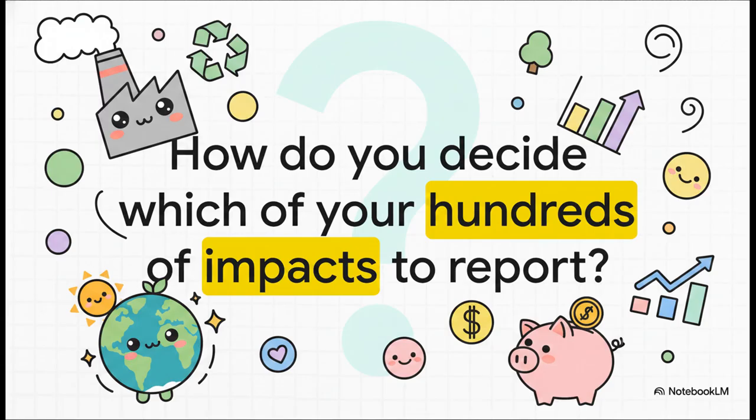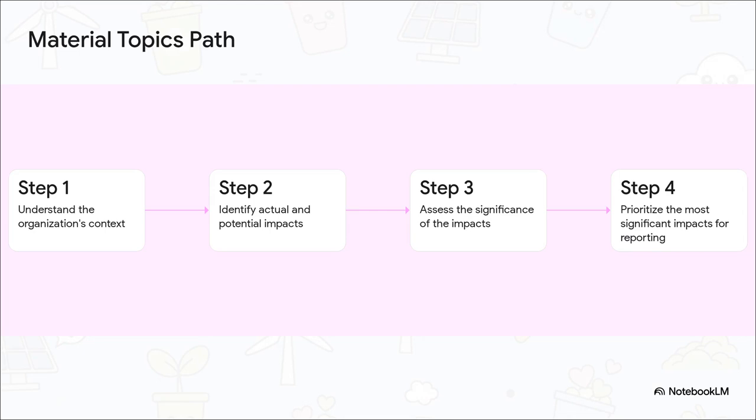Think about it. A single company can have this massive footprint on the economy, the environment, and of course on people. With literally hundreds of potential impacts, how on earth do they decide what's important enough to report on in a way that's actually credible and meaningful? Well, thankfully, the GRI standards give us a really clear four-step map to follow.